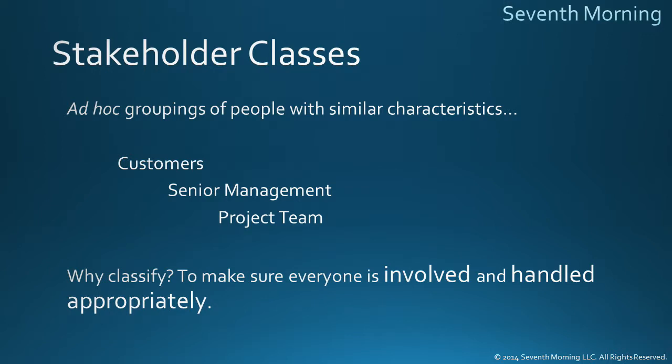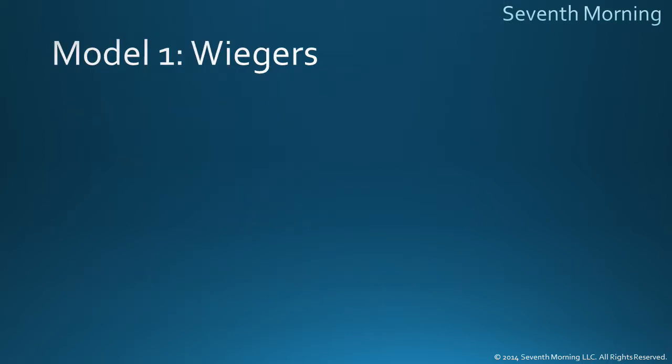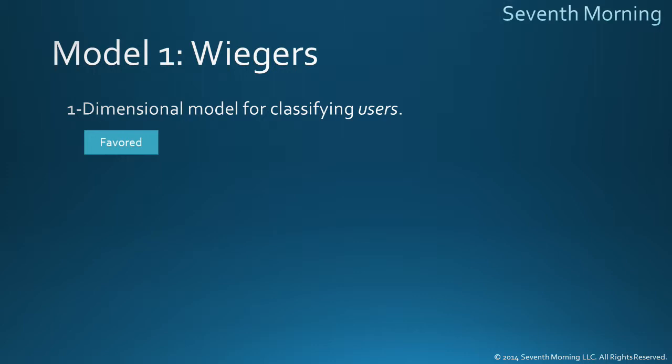The first is from Karl Wiegers' Software Requirements, Volume 2. Wiegers' model is a one-dimensional method for classification of users. It specifically deals with users of a software system, but can easily be extended or modified to handle users of other products. This model proposes the bucketing of users into one of four categories. First, favored. The most important users of the system are those that we will pay a great deal of attention to, and we're going to design the system for them.